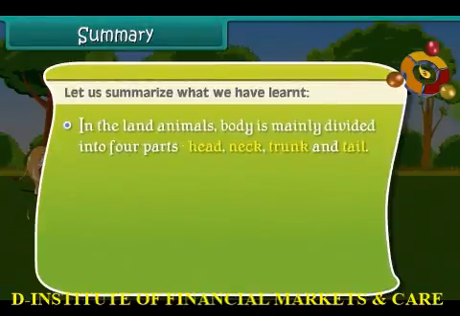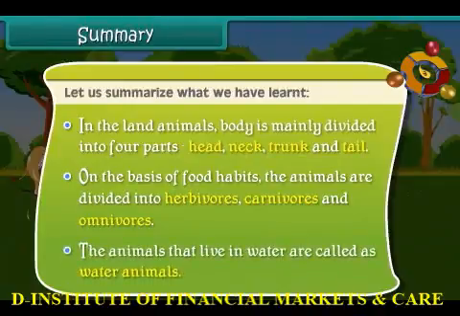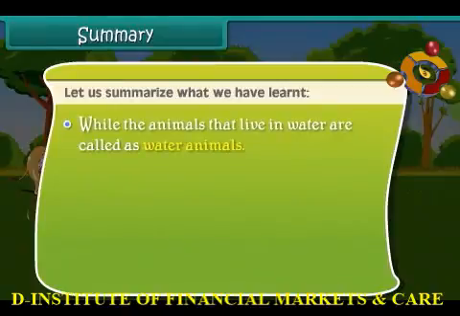In land animals, the body is mainly divided into 4 parts: head, neck, trunk, and tail. On the basis of food habits, the animals are divided into herbivores, carnivores, and omnivores. The animals that live in water are called water animals.